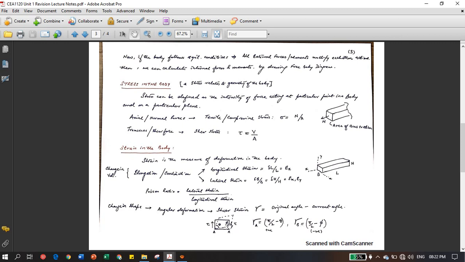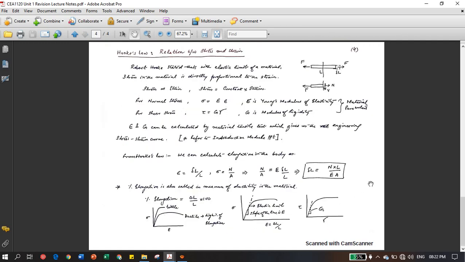And at B over here, this is an obtuse angle. Previously it was 90 degrees, and this will obviously be greater than 90, so it will be negative. So this is how we denote positive and negative shear strain.